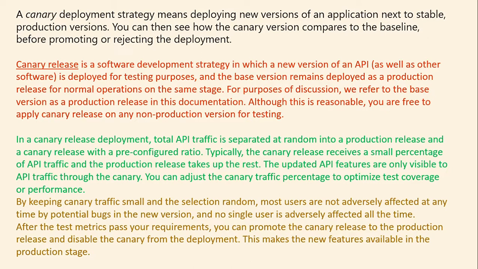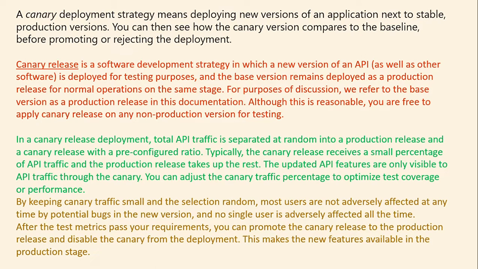Canary release is a software development strategy in which a new version of an API as well as other software is deployed for testing purposes, and the base version remains deployed as a production release for the normal operation on the same stage. For purposes of discussion, we refer to the base version as a production release in this documentation. Although this is reasonable, you are free to apply Canary release on any non-production version for testing.